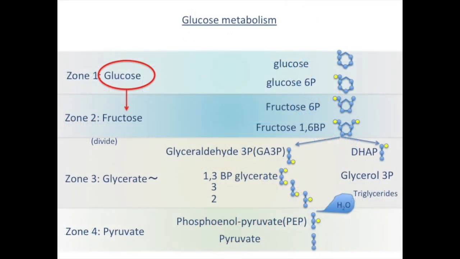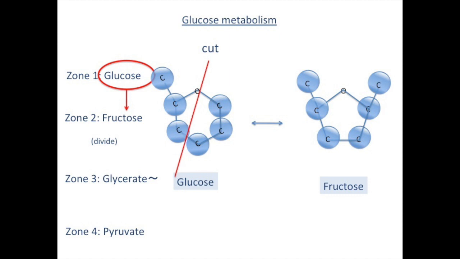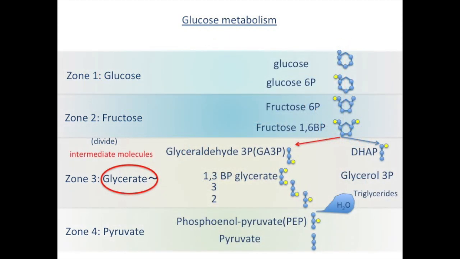Glucose is converted to fructose to prepare to divide into pieces. Don't you think the fructose structure is better than glucose? Glycerate are important biochemical intermediates in glycolysis and important molecules for biosynthesis of triglycerides as well, and is converted to pyruvate.